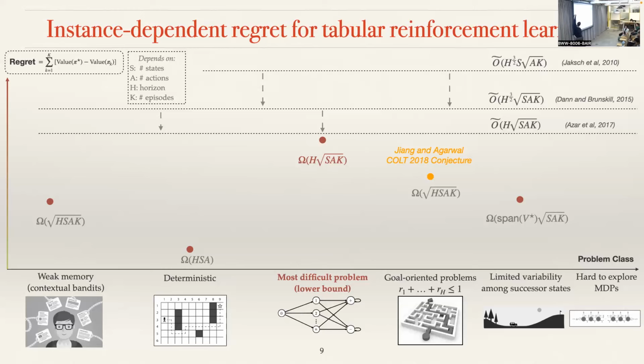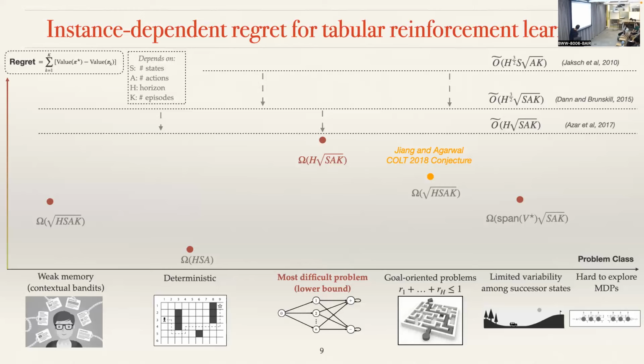Likewise, problems that are deterministic are generally much easier. It's essentially a search problem. Likewise, problems where you can only move locally in the state and action space are generally easier, because if you make a mistake, you can still recover somehow. One example is mountain car.